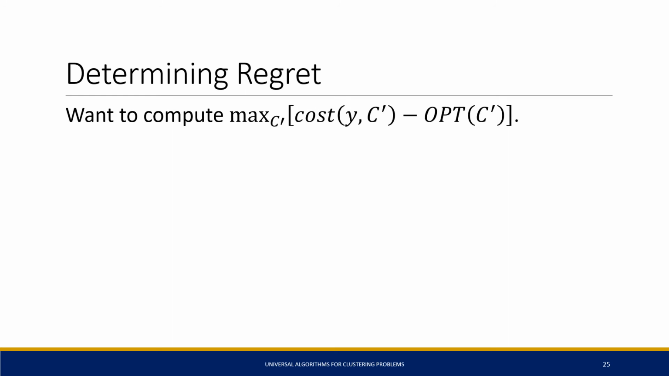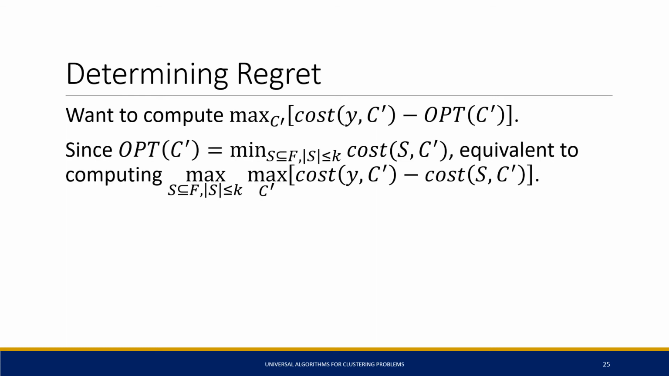Okay, so our goal is to approximately compute the regret, which again, we can just write as the maximum over all subsets of clients of the difference between the cost of the fractional solution and opt. And since opt is just the best of all the possible solutions, we can really just rewrite this as computing the maximum over all solutions and the maximum over all subsets of clients of the difference of the cost between the fractional solution and the solution S we chose.